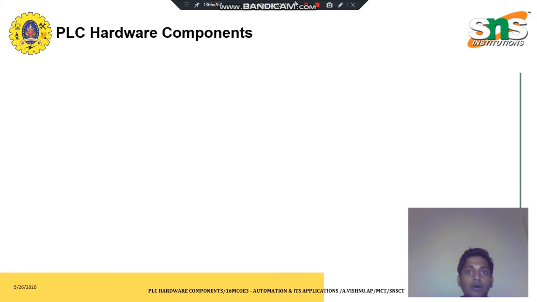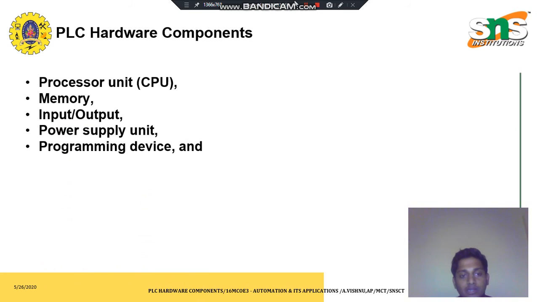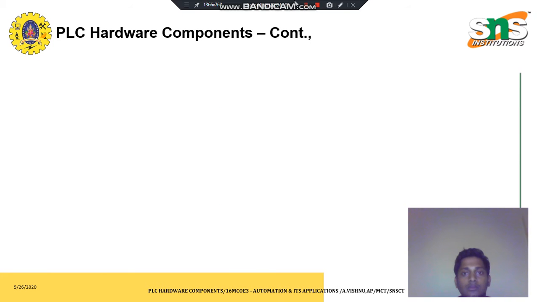Let's see the hardware components of the PLC. It consists of a processor unit, memory, input-output unit, power supply unit, programming device, and other devices like interfacing devices. This functional block diagram, as we have seen in our previous lecture, is similar to that of a digital computer, with input and output modules along with a power supply unit and programming device. So let's see the hardware components in brief.